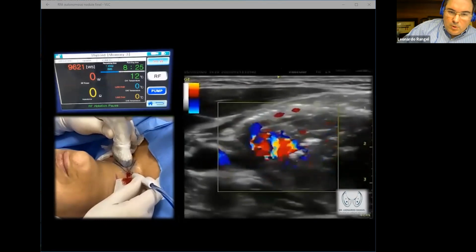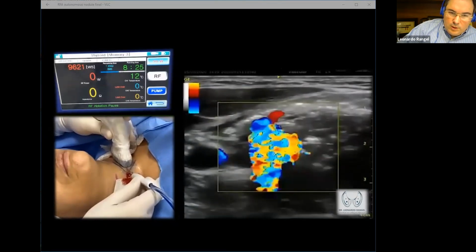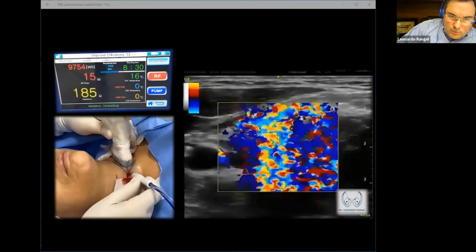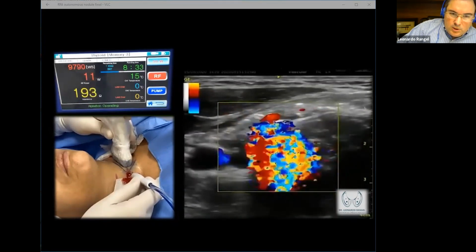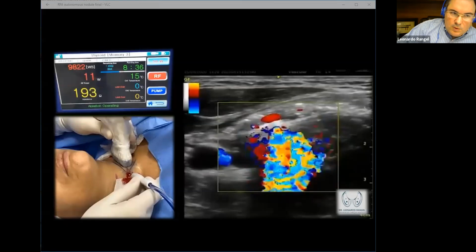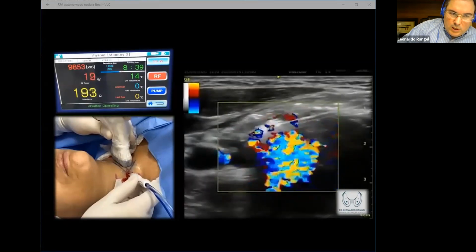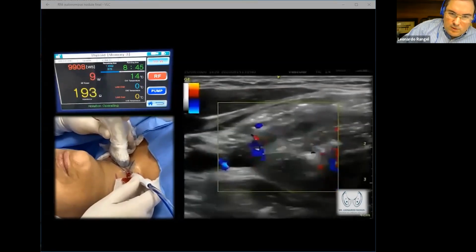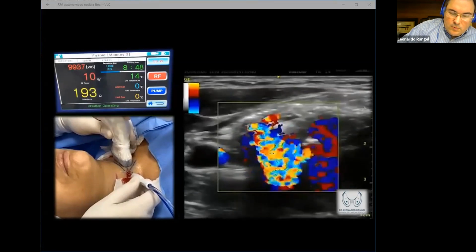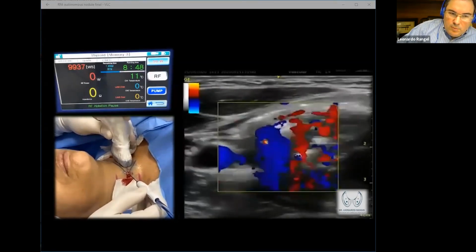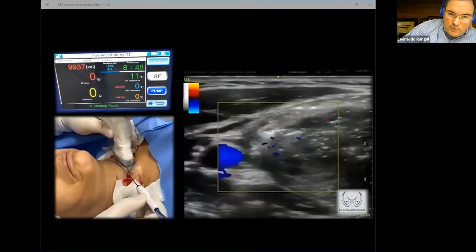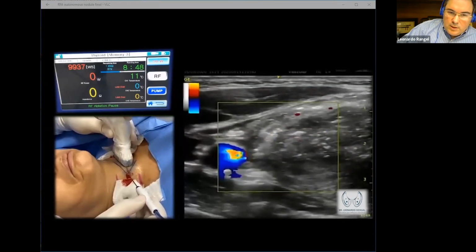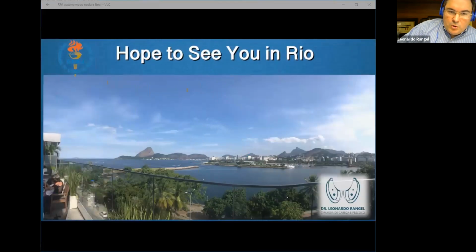I'm using the Doppler mode on, but if you identify the vessel, you can change to B mode. Just for the sake of showing, we insert the electrode inside the vessel and we deliver the energy. You can observe that we can treat a little bit longer because of the heat sink effect when treating the vessel. After we perform this ablation, we remove the electrode to reduce the movement artifacts, and we see that the vessel is treated.